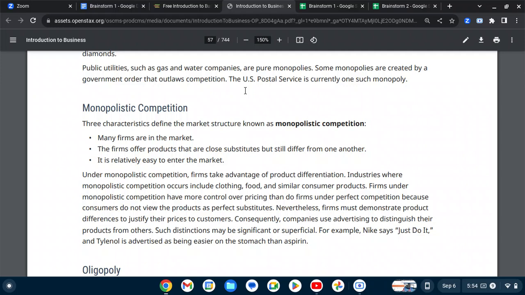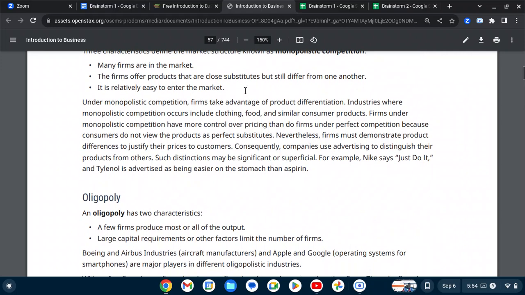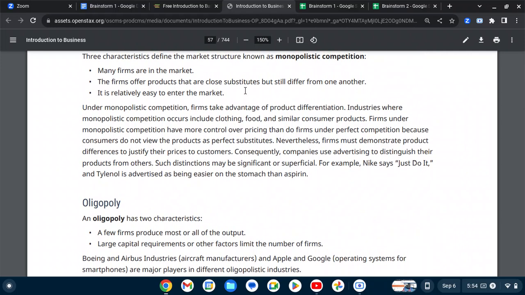Monopolistic competition. Three characteristics define the market structure known as monopolistic competition. Many firms are in the market. The firms offer products that are close substitutes but still differ from one another. It is relatively easy to enter the market. Under monopolistic competition, firms take advantage of product differentiation. Industries where monopolistic competition occurs include clothing, food, and similar consumer products.